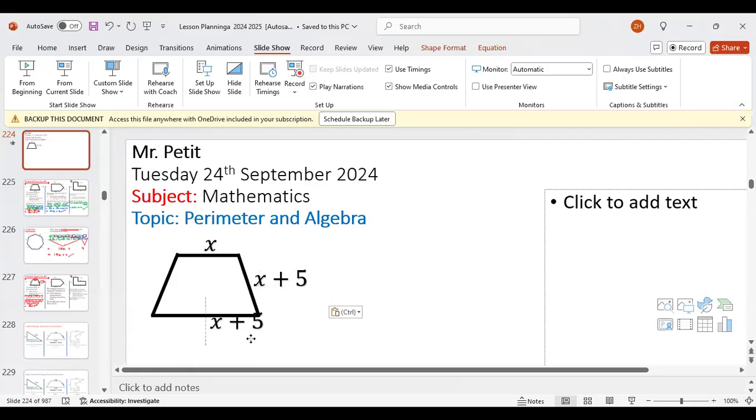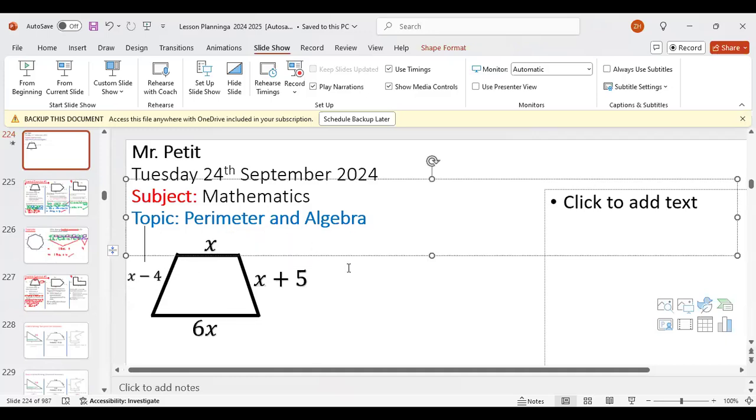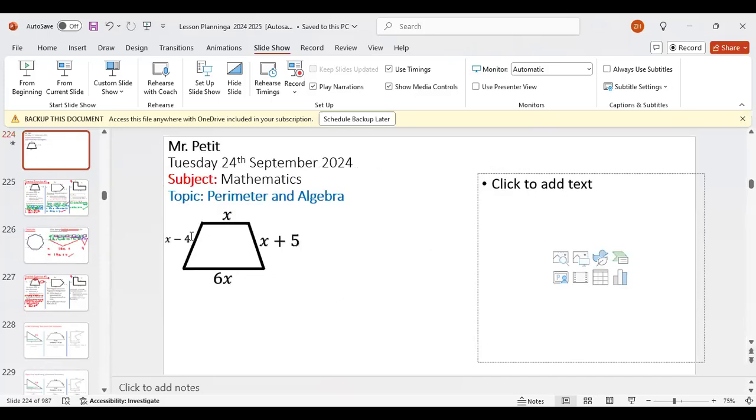Then next, what do we have? Let's use 6x. And then on the other side, we have x minus 4, let's say. So what we need to do is find the perimeter, or a simplified expression for the perimeter.